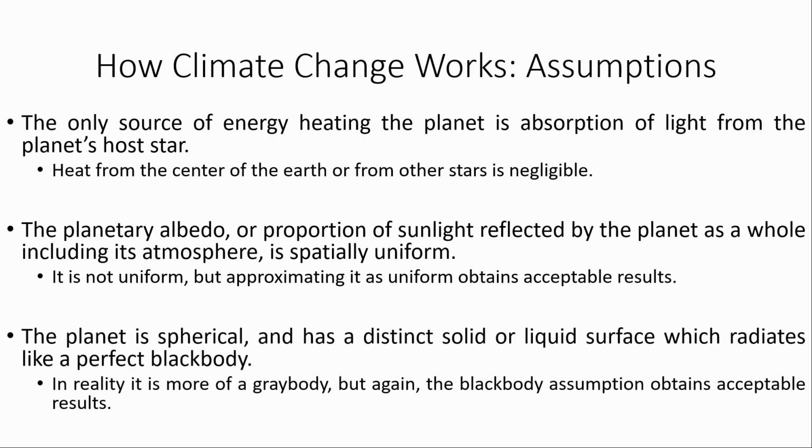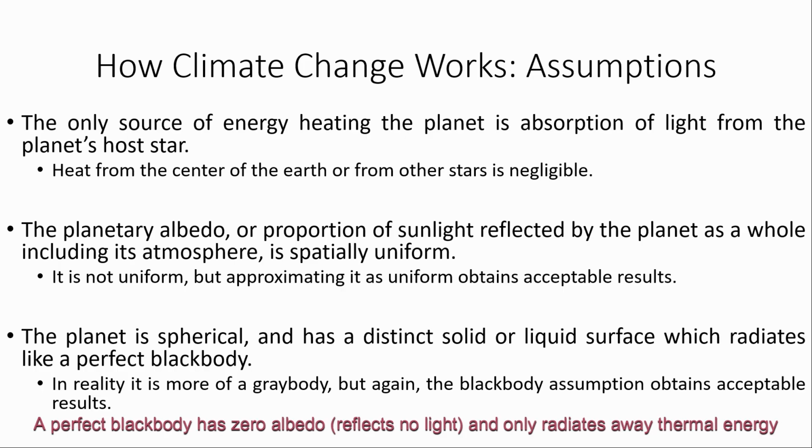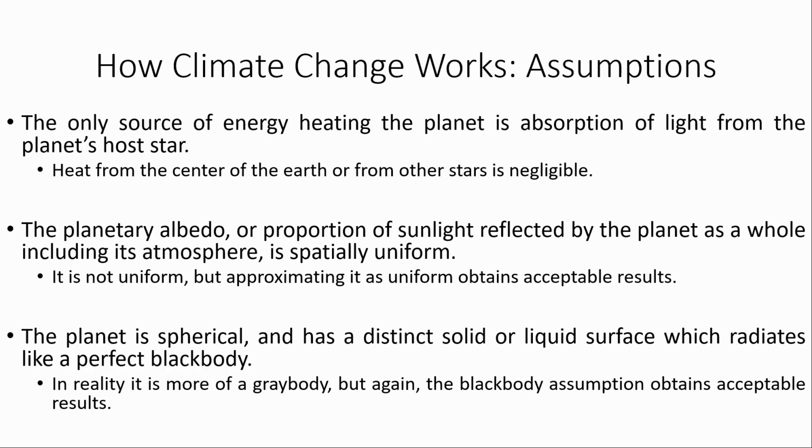And the other assumption is that the planet is spherical and has a distinct solid or liquid surface which radiates like a perfect black body. So in reality, it's more of a gray body, but again, the black body assumption obtains acceptable results. It's a gray body because there is the albedo, so there is some reflection going on, but all of the energy that gets absorbed is then re-radiated as a black body.